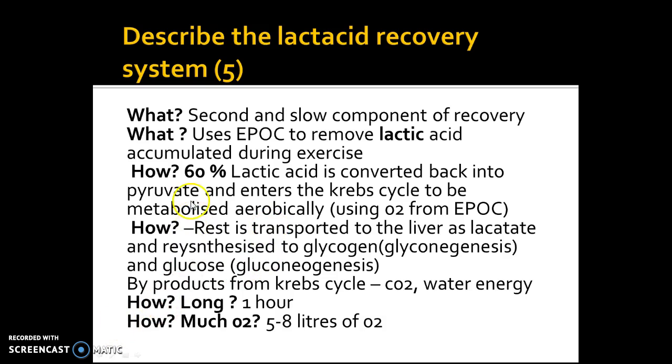Now for those people who think, oh my god, that has absolutely just killed me, you will get at least 3 to 4 out of 5 marks by saying the 1, 2, and then by saying how long. So it takes an hour to fully happen, and then how much? 5 to 8 litres. Remember I told you to say 3 to 5 for alactacid, 5 to 8 for this, 2 to 3 minutes for alactacid recovery, 1 hour for lactacid.